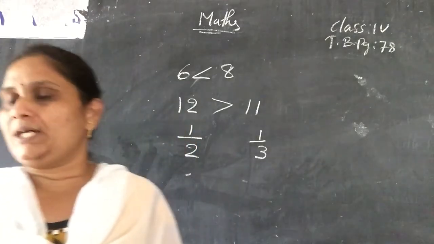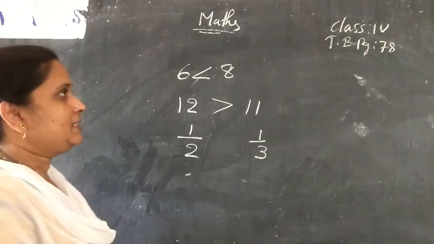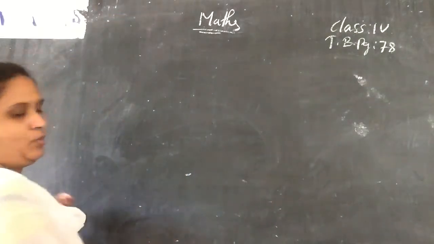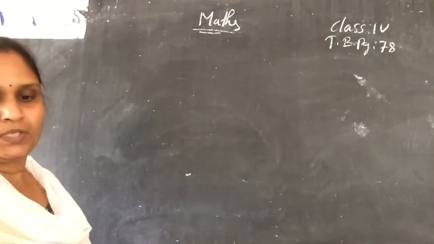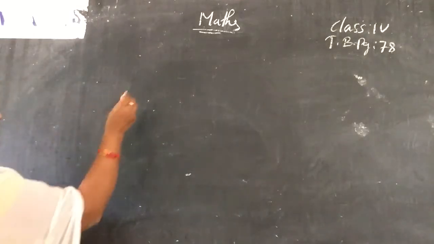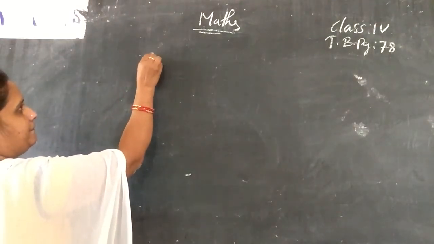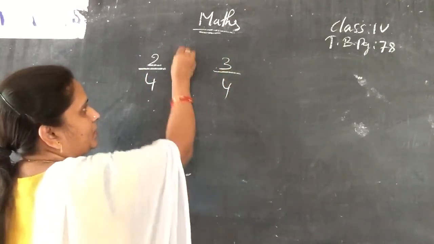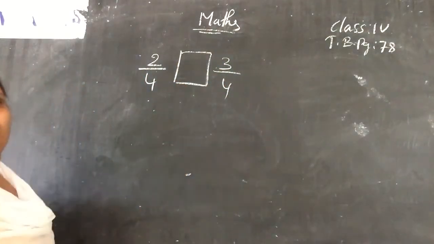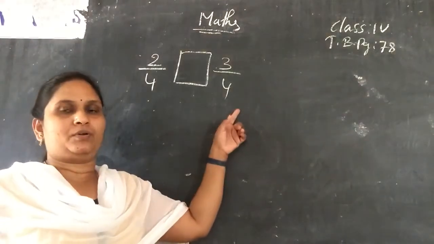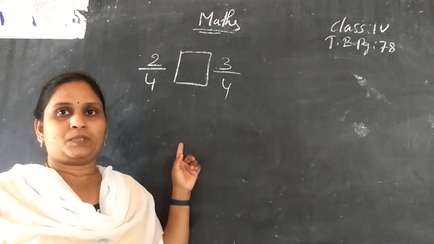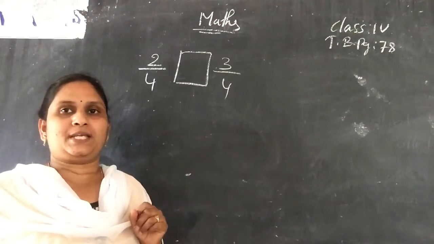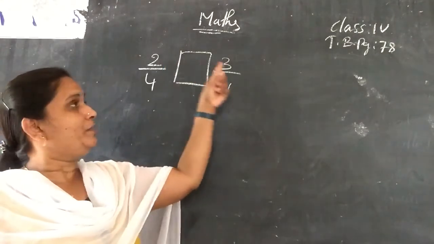Okay, so coming to the comparison of denominators. Based on the denominators, how will we compare? For example, look at both, children. 2 by 4, 3 by 4. The denominators 4 and 4 are the same. When the denominators are the same, we have to compare the numerators.